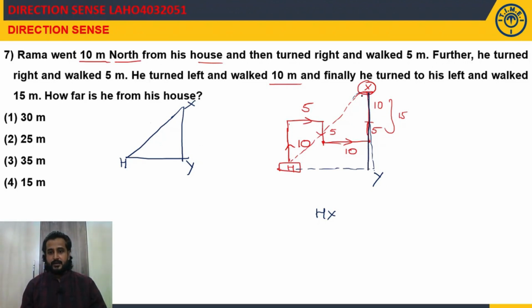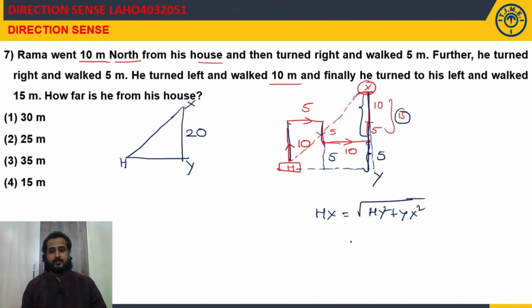How much is it till here? It is 15, already known. And this is how much? Till here it is 5 and it is 5 more, because the total distance here is 10. So totally what is the XY distance? 20. So HX equal to under root of HY square plus YX square.